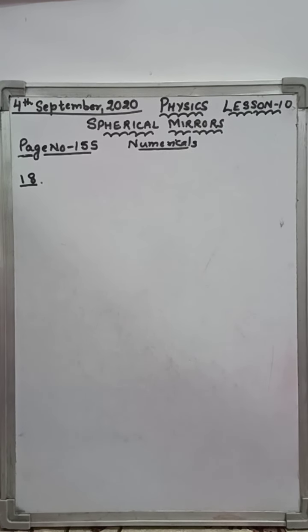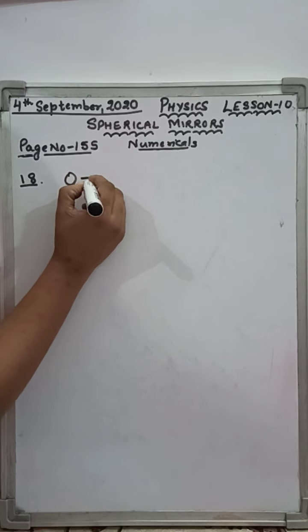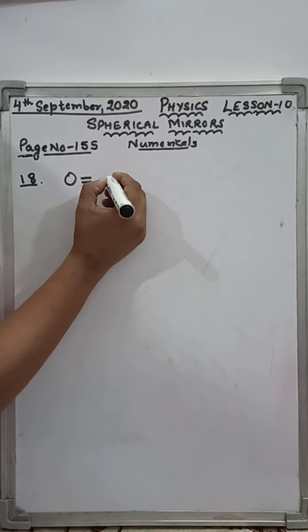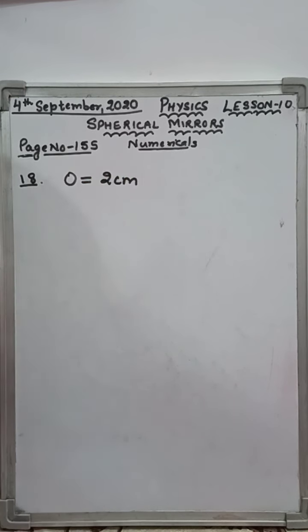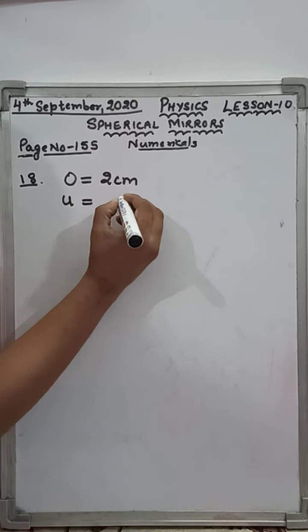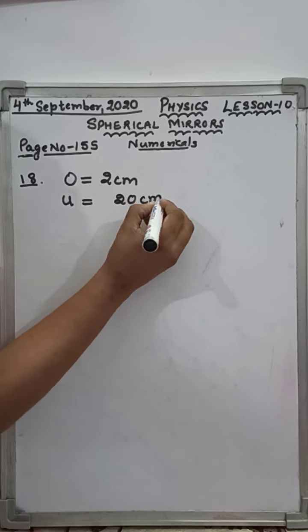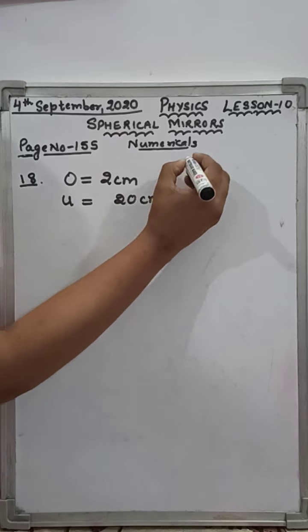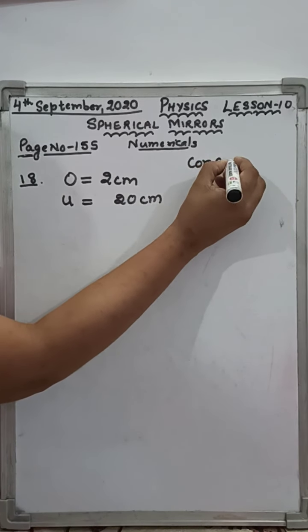Now question number 18. That numerical says that an object height is given to us, 2 centimeter. So object height we will take as O, that is 2 centimeter, placed at a distance of 20 centimeter. That means u is given to us as 20 centimeter, of a concave mirror. Now it is a concave mirror.